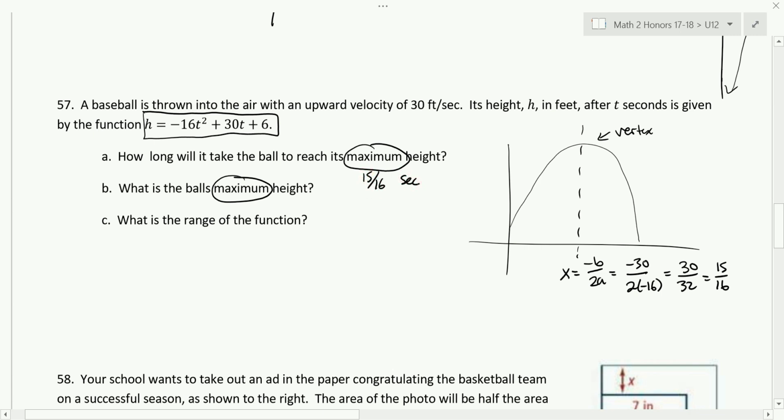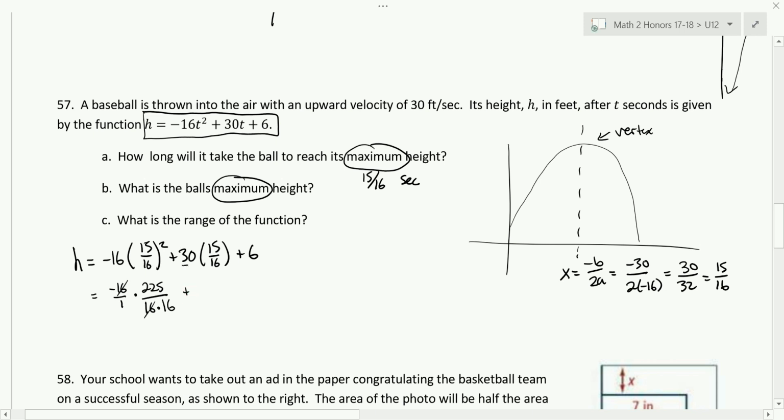And then what's the ball's maximum height? Well, we can get that by plugging our fraction into the equation. And that's going to be a little fraction work, but we can do it. So that's negative 16 times 15 over 16 squared plus 30 times 15 over 16 plus 6. And negative 16 over 1 times 15 squared is 225. 16 squared is 16 times 16, and I'm going to leave it that way because I'm going to reduce.